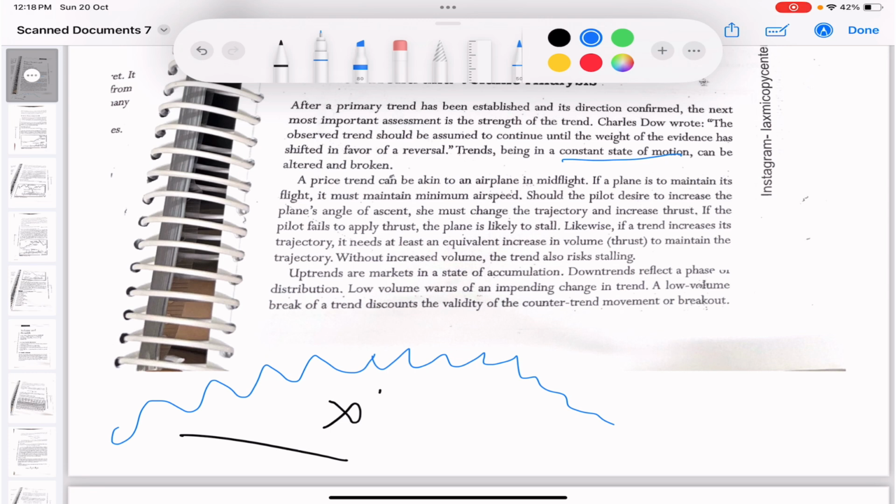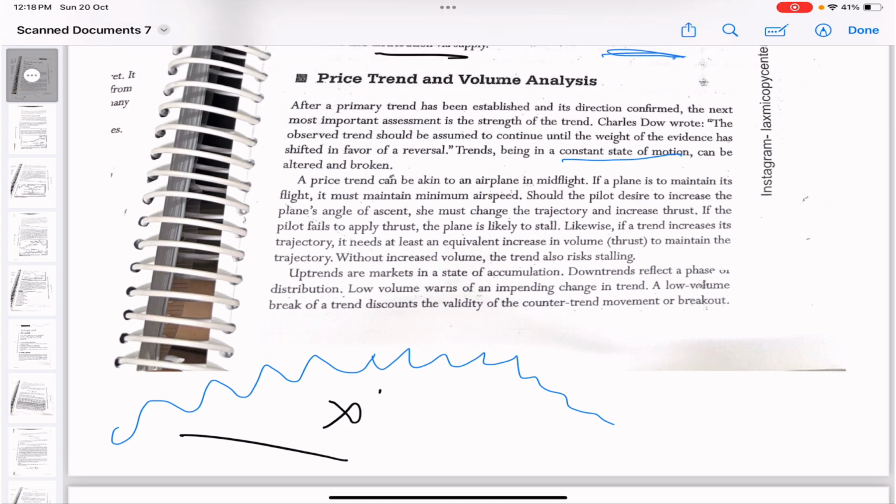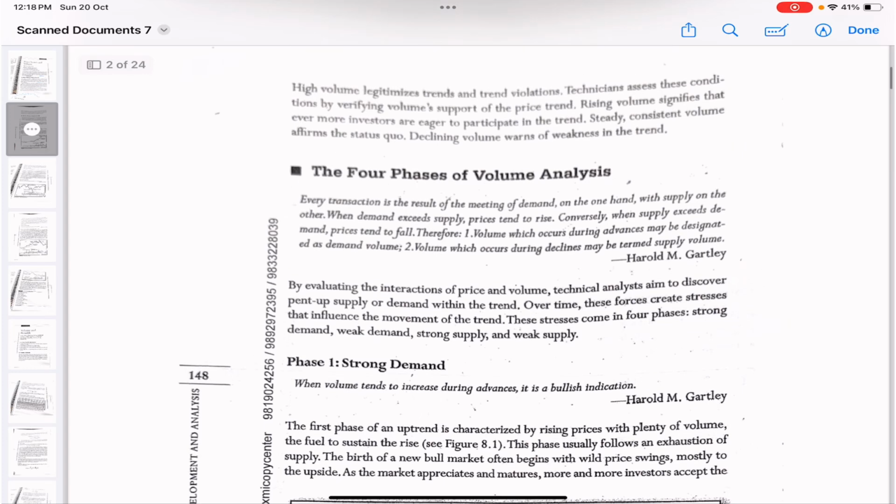So you always need the volume to support the direction in which you're taking a trade. You need to always look at the volume bars or any other volume indicators, which we'll be studying in a further chapter, and take a decision. Whenever you see high volume, that basically tells you how legitimate a particular trend is.